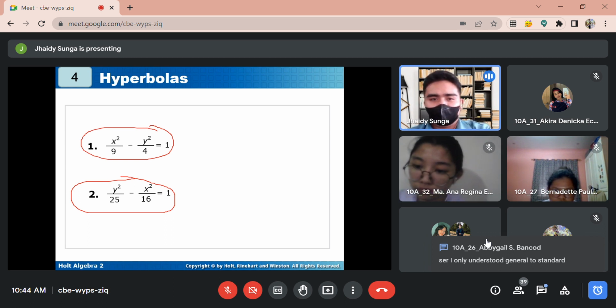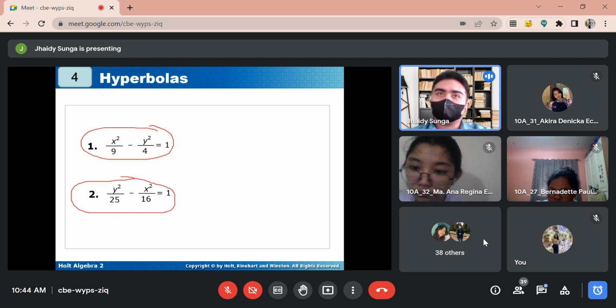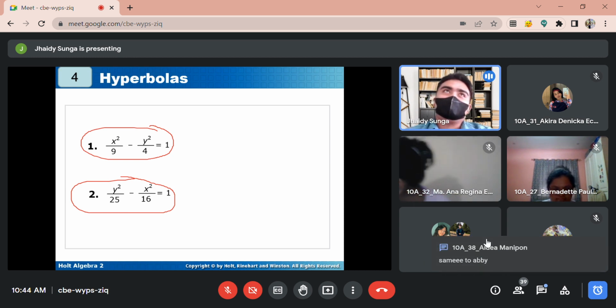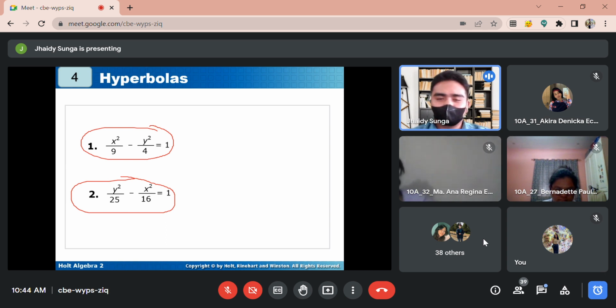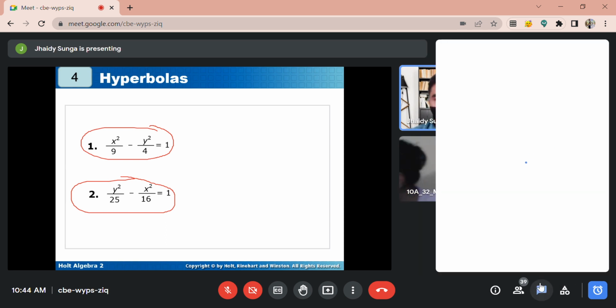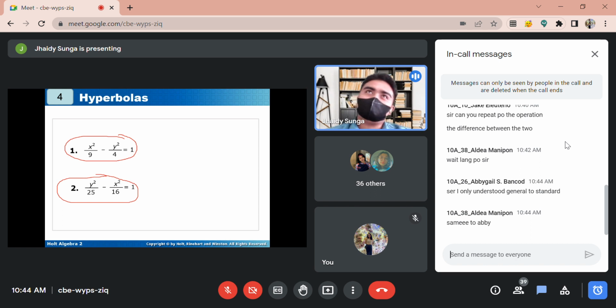General to standard. General to standard. Oh, how about the standard to general? A while ago, I did give an example for standard to general. What are we going to do? So if we make it from standard form to general, think of the process. How were you able to get from standard to general, the process?